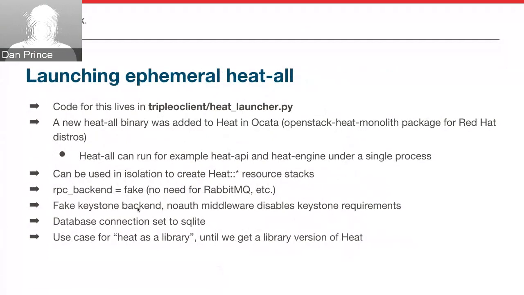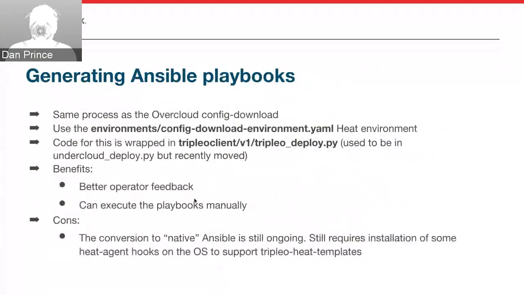We fire up heat-all, we throw a stack at it, and then we basically convert that to Ansible using config download. Like in a couple of slides ago, the config download is very similar to how the Overcloud config download works. So the Undercloud installer has really already benefited from some of the work that's ongoing for the Overcloud. Initially when we started building this Undercloud thing, we were using heat hooks and looping over and using OS collect config. Config download really made this nicer so that we can just run Ansible instead of creating our own loop to run OS collect config, which is a lot more complex.